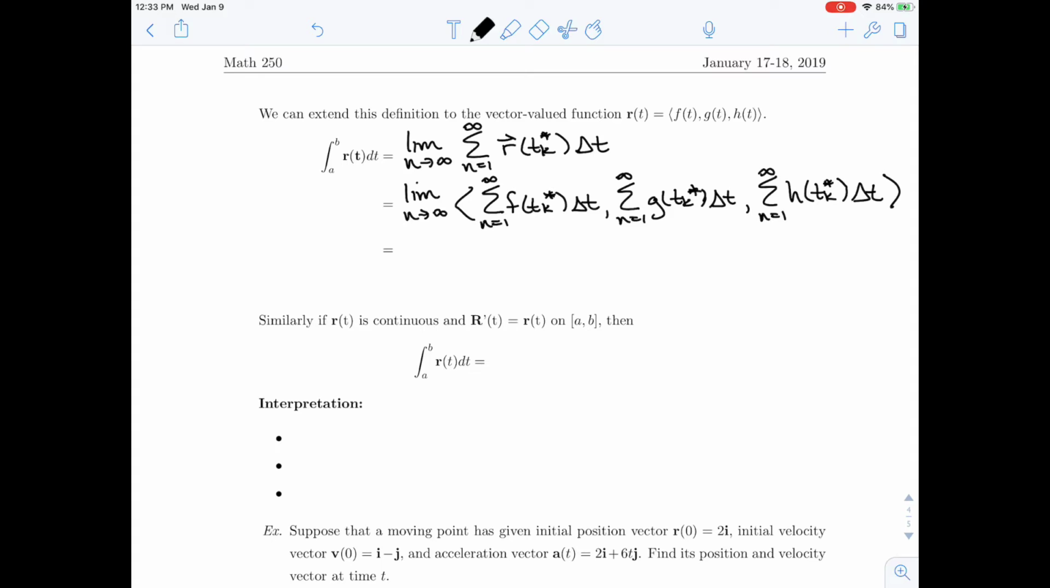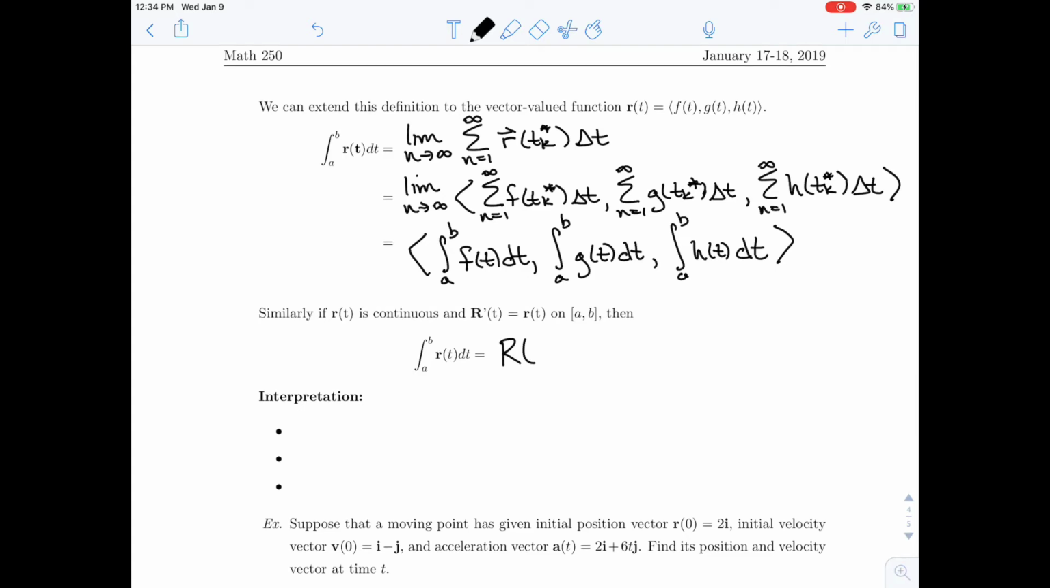And so really, if we take the limit as n goes to infinity of each one of these components, we get the integral of each one of these components: the integral of f of t dt, the integral of g of t dt, and the integral of h of t dt. So the integral of a vector-valued function r of t is just the integral of each of the component functions. And we can have a fundamental theorem. If we have an antiderivative, capital R, of our vector-valued function, little r, then we can find the integral by evaluating that antiderivative at b, and then subtracting the antiderivative at a.